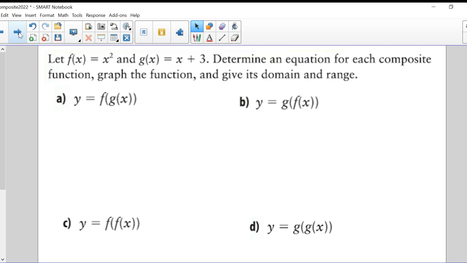The f of x function is the x squared function. You can see it on the screen right there. Very similar to what he did, by the way. The g of x function is the x plus 3 function. I'll do the first one, f of g of x. So I'm going to take the g function, which is this, and put that into the f function. Anywhere I see an x in the f function, I'm going to replace that with whatever the g of x function is. So here's what this is going to look like: x plus 3 squared.